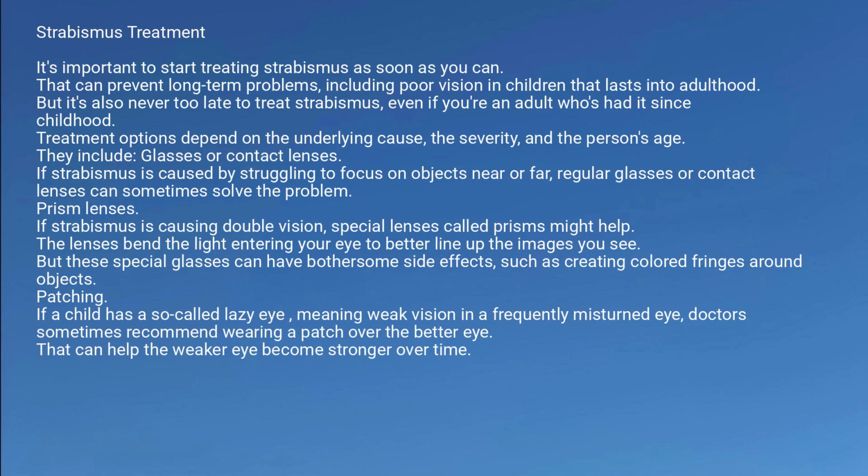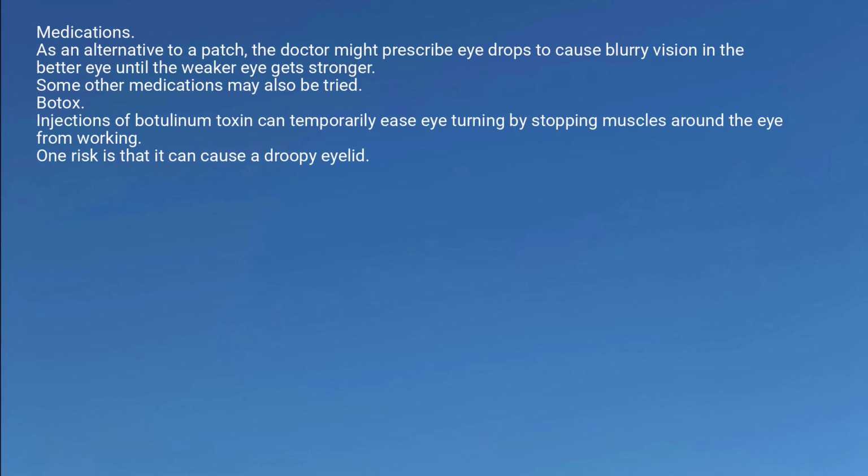Patching. If a child has a so-called lazy eye, meaning weak vision in a frequently misturned eye, doctors sometimes recommend wearing a patch over the better eye. That can help the weaker eye become stronger over time. Medications. As an alternative to a patch, the doctor might prescribe eye drops to cause blurry vision in the better eye until the weaker eye gets stronger. Some other medications may also be tried.